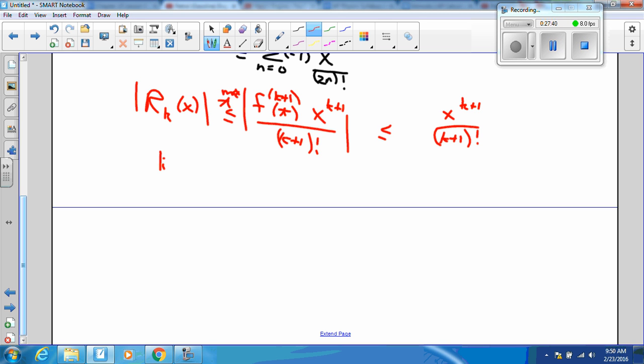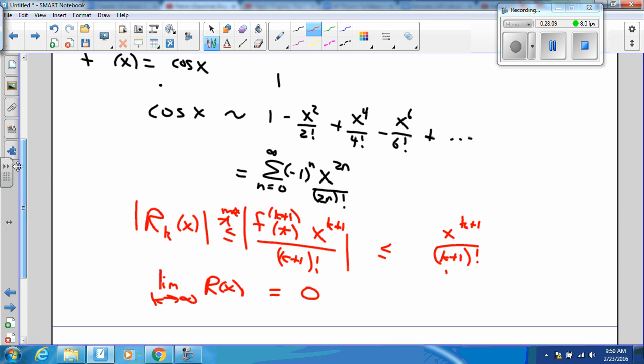And so now, as k goes out to infinity, we see a limit that we've seen before, which is the limit as k goes to infinity of x to the k plus 1 over k plus 1 factorial. And because k plus 1 factorial grows much faster than x to the k plus 1, that limit goes to 0. And we conclude that for all x, cosine of x is exactly equal to our series here. And we can replace the corresponding sign with equality.